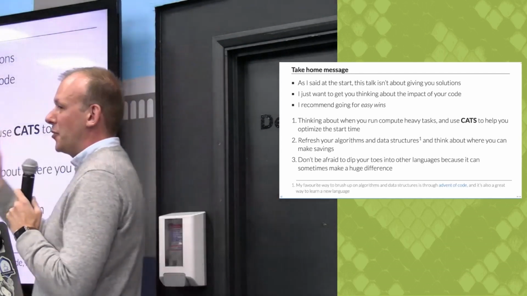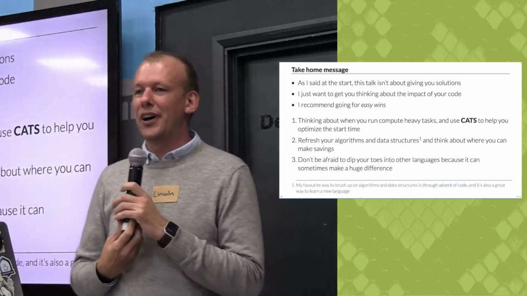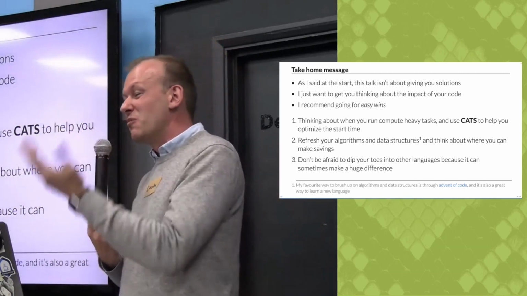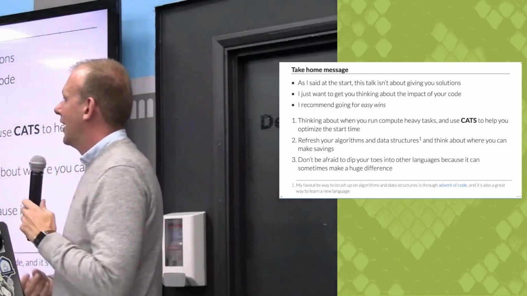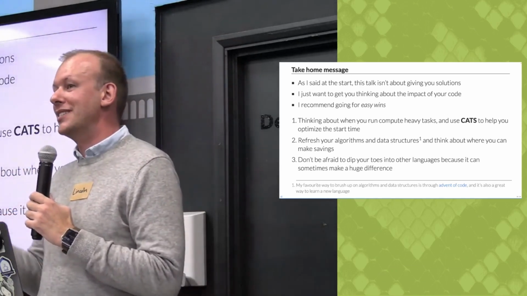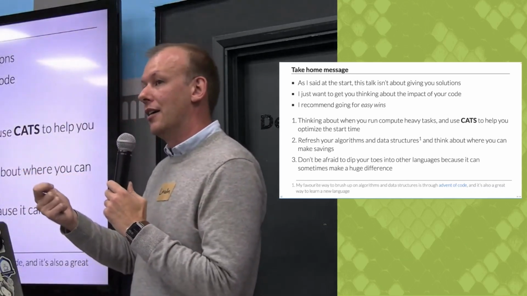So what's the take-home message? I don't really know. I didn't plan to give any solutions, but I just wanted you guys to think about these things, to realize that they actually are important. I think it starts by thinking about the impacts of your code, right? Taking these things seriously, thinking about the savings that you can make where you can.